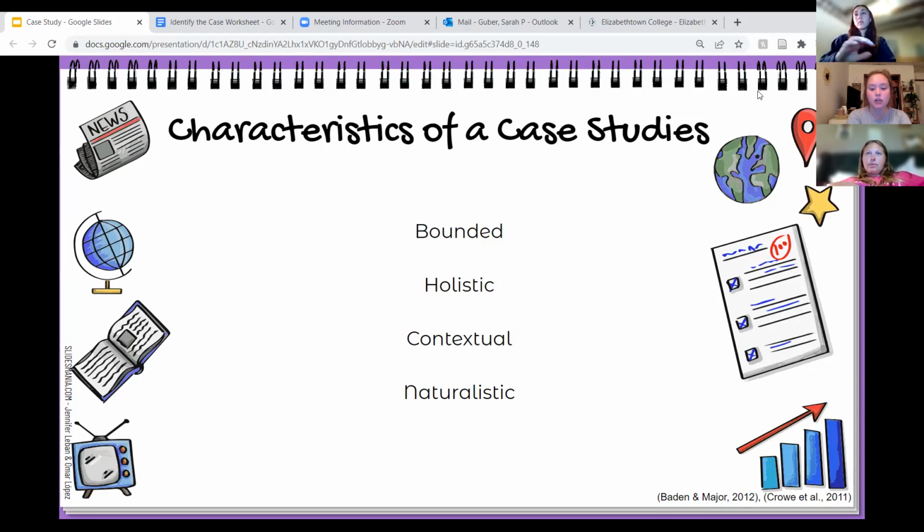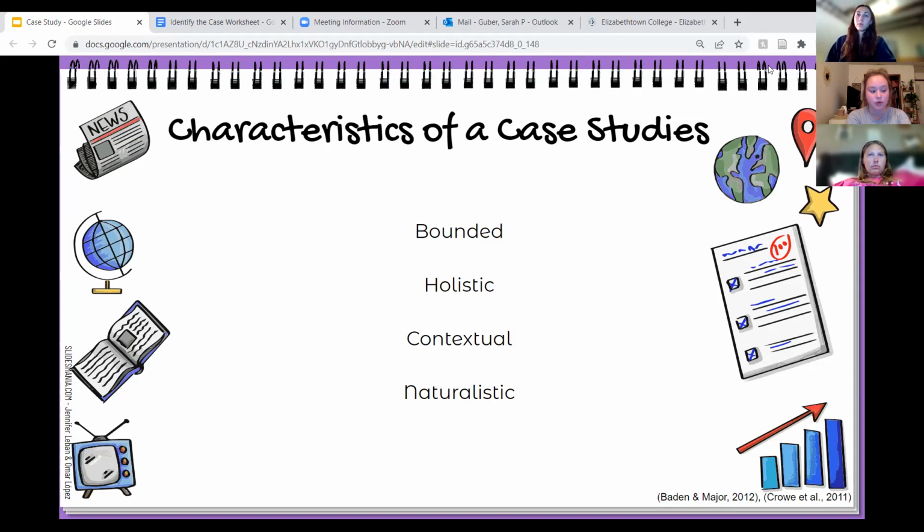So, a few characteristics of case studies. They're bounded. This means that they're focused and narrow in scope. They have clear boundaries of the amount of people that are going to be in the study, the observations made, or the documents reviewed. They're holistic. This means that they seek to understand the whole picture and the relationships between the parts of the case.